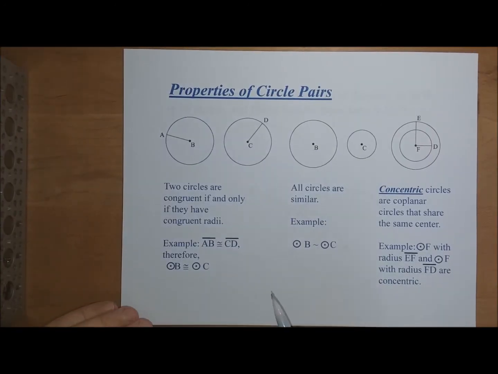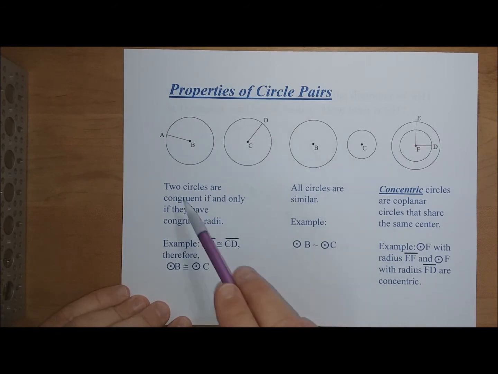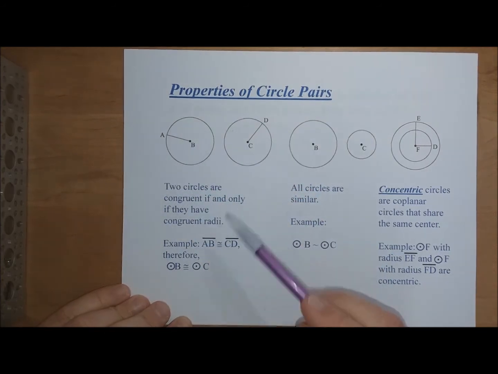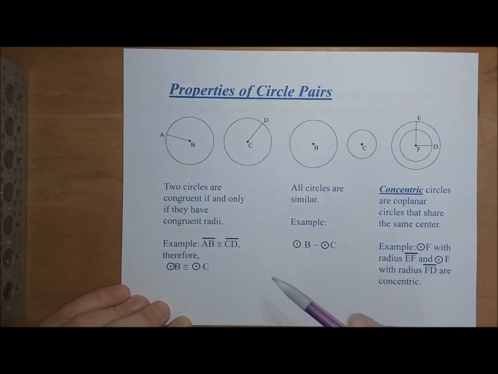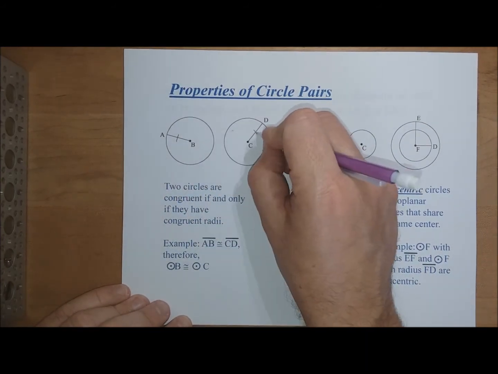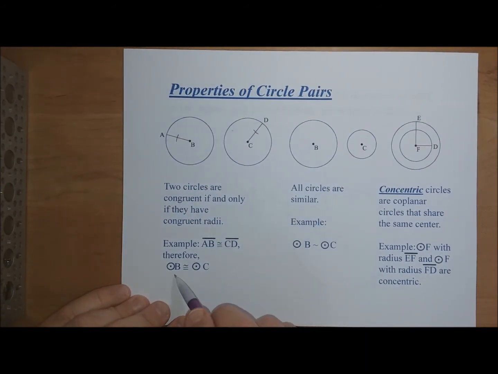All right, so here are some properties of circle pairs that we can conclude from our definition of circles and what we just looked at in terms of the relationship between diameters and radii. Two circles are congruent if and only if they have congruent radii. So in this example, if AB is congruent to CD, if they told us that, then I could conclude that circle B is congruent to circle C. So if two circles have congruent radii, then they're congruent. It's as simple as that. A lot easier than proving triangles congruent.